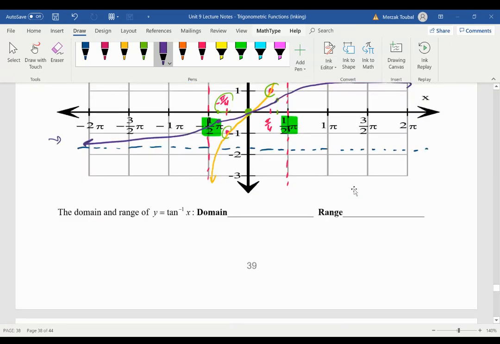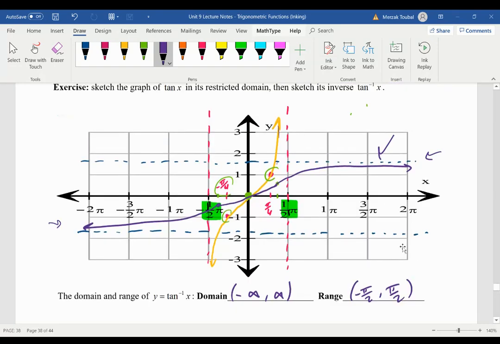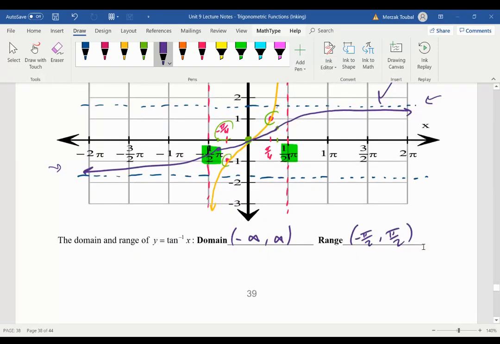So the domain would be negative infinity comma infinity. The range is negative pi over 2 comma pi over 2, and of course parentheses, because the curve will never touch the horizontal asymptote, so we will just approach the horizontal asymptote. We'll approach the negative pi over 2 asymptote and the pi over 2 asymptote.